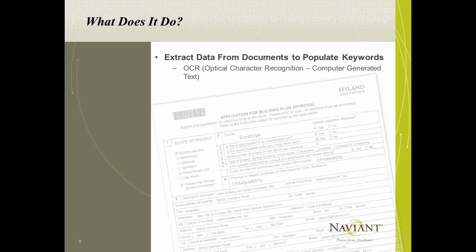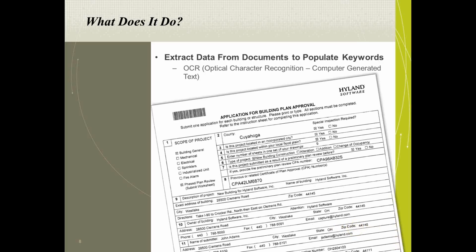Digging a little bit deeper into this, again, we're extracting data from these documents to populate keywords, and a few different technologies are being utilized here. I wanted to highlight some of those as we go through this. So OCR, again, a term that a lot of people might have heard of before. It's optical character recognition, where the system can recognize computer-generated text that appears on the documents.